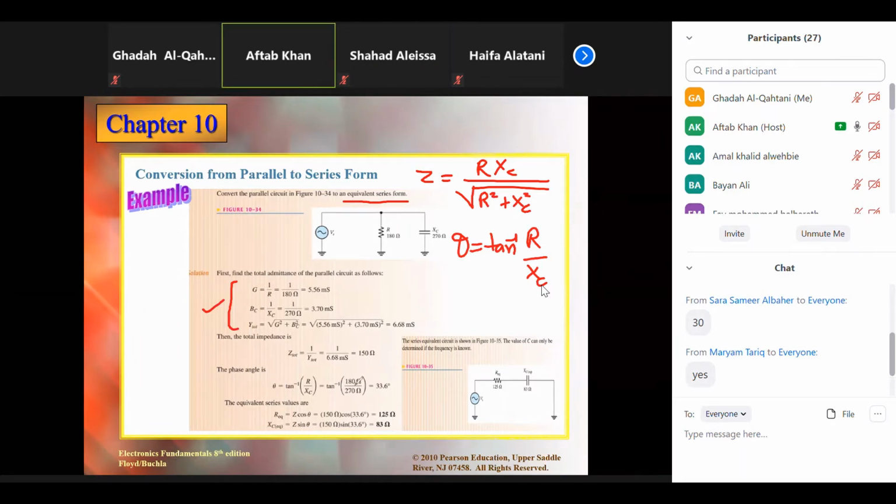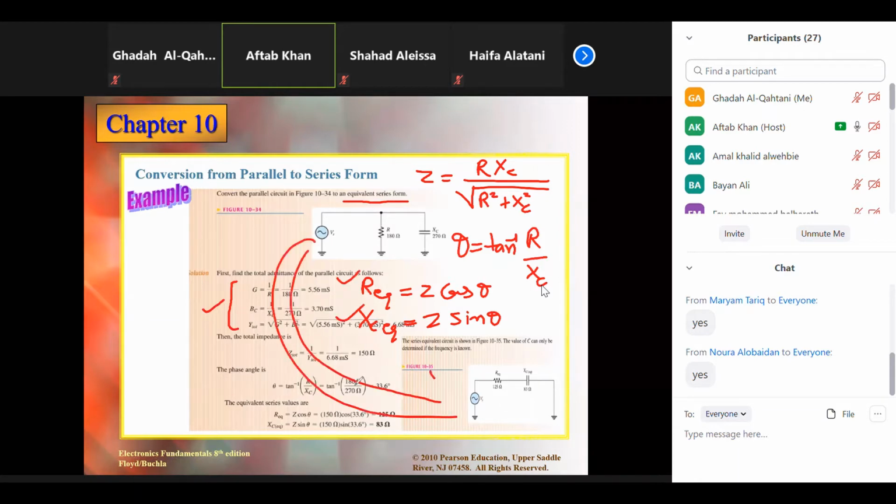Once you get it, I need to calculate R equivalent, which is Z cos theta. Then I will calculate XC equivalent, which is Z sin theta. That's it. Once you get these two things, you can draw the series circuit for the given parallel circuit. This is the resistance and this is the capacitive reactance. Clear? Okay, so this is possible.